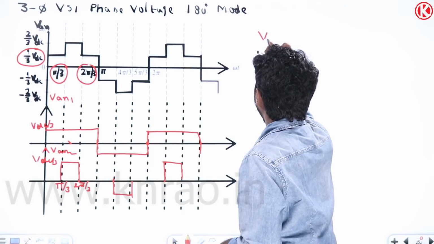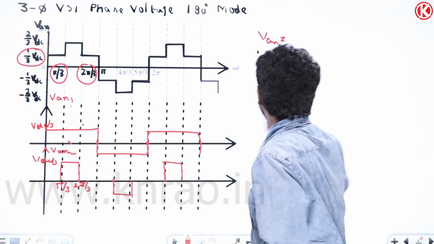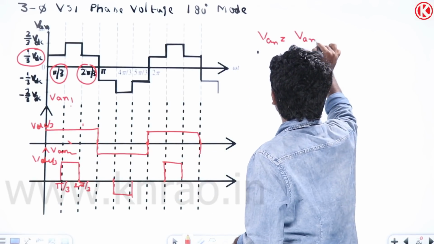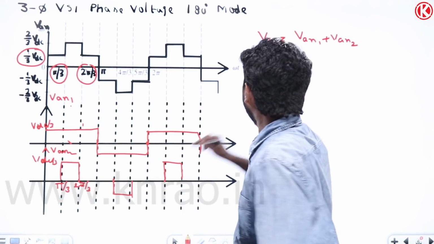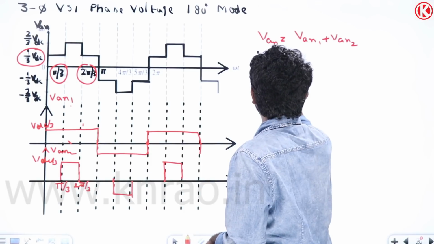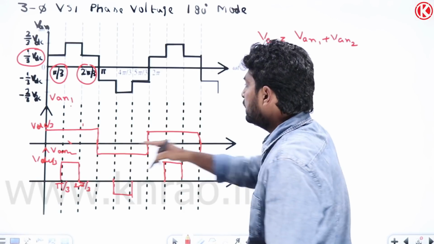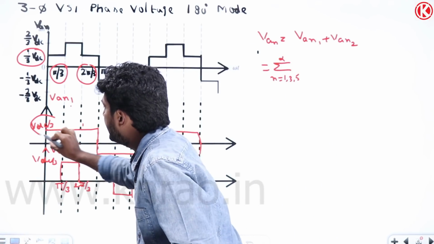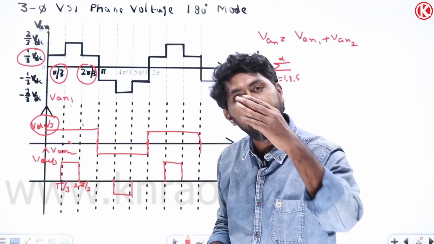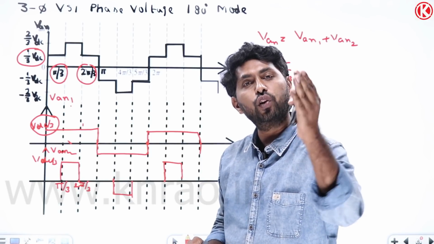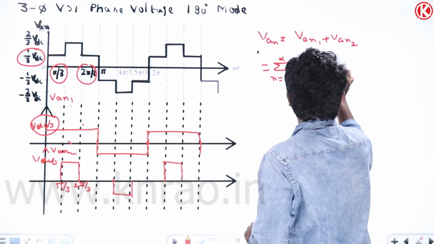So VAN is equal to VAN1 plus VAN2, the summation of VAN1 and VAN2. So what is the expression for VAN1? We'll get the expression as sigma n equal to 1, 3, 5 to infinity. Here the value is VDC by 3. If it is VDC, we need to write 4 VDC by n pi. If it is VDC by 3, we need to write 4 VDC by 3 n pi. So let me write this 4 VDC by 3 n pi.